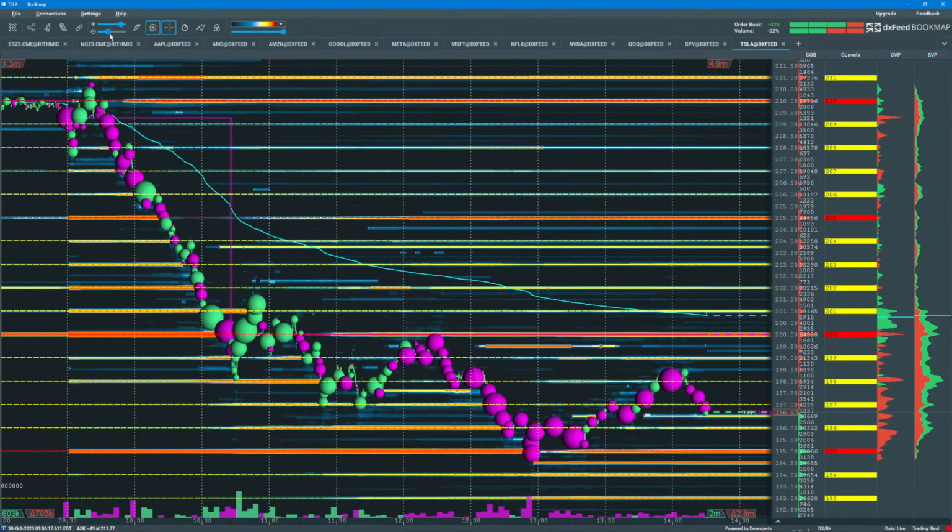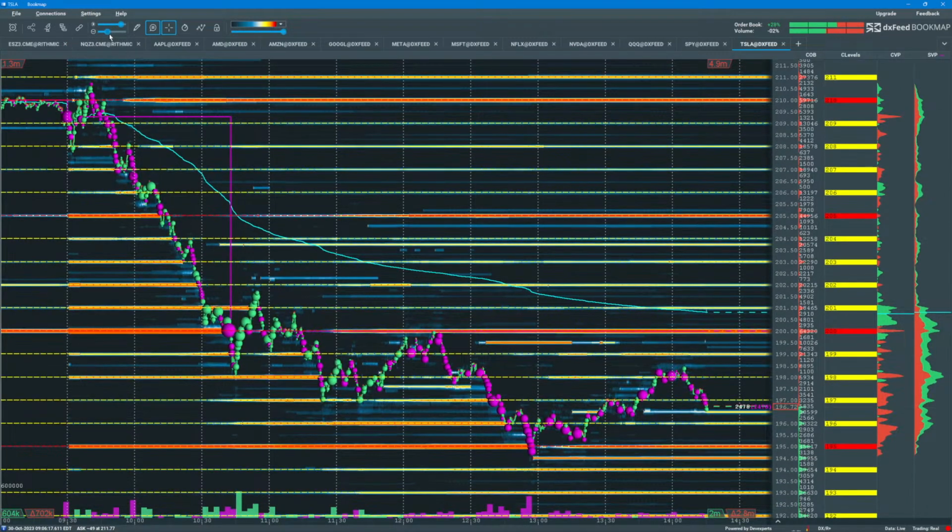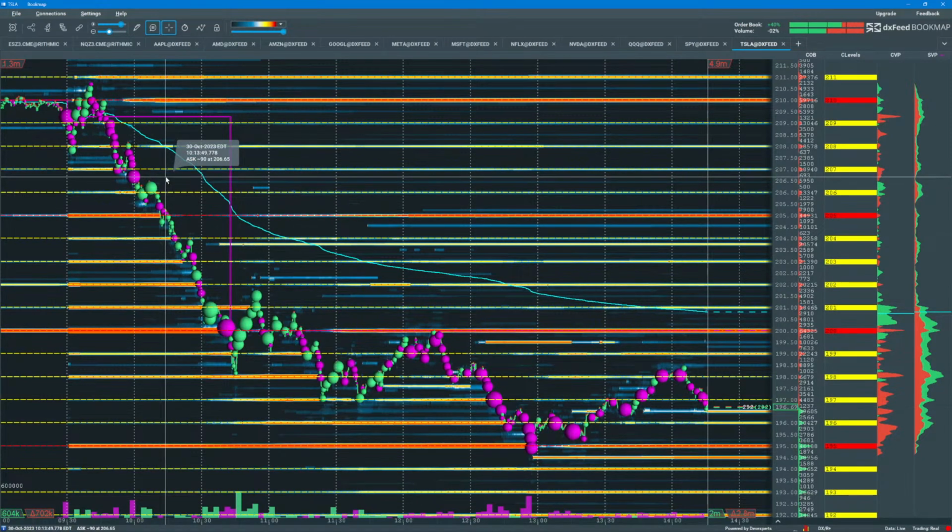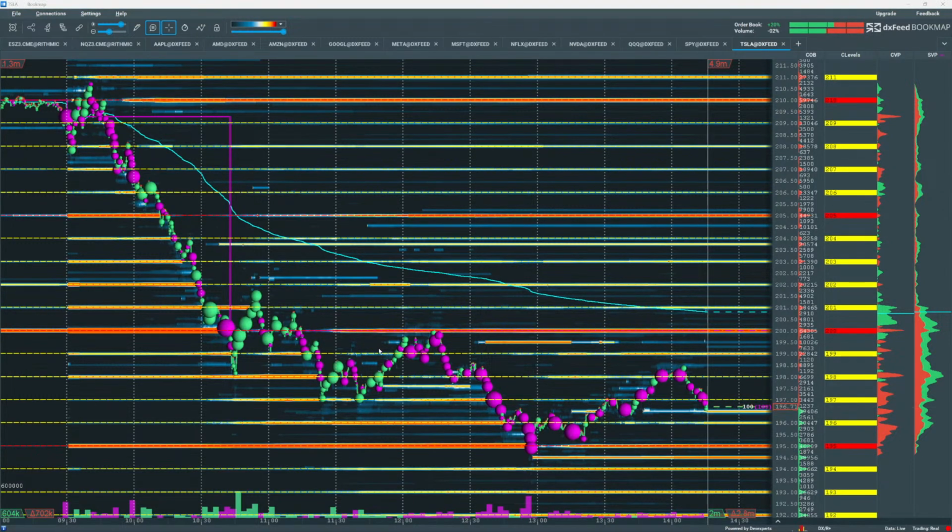Let me just tone down these volume dots just a little bit. So 200, the put wall, the key gamma strike. A little bit of consolidation there. Then that level became resistance. That's what happened with SPX last week. Break below the put wall, and then it becomes resistance. All right, so there's Tesla.